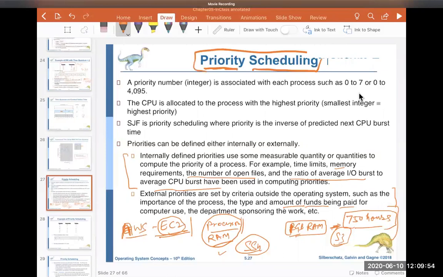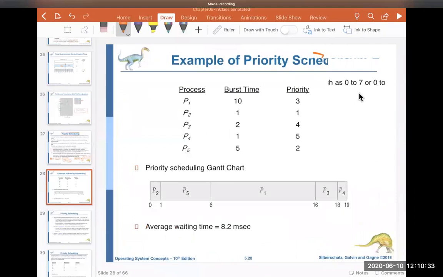I just repeat again: in priority scheduling, in deciding the priority of a process, we have internal things which are happening within the operating system. Then there may be external impact or criteria which can be used for setting the priorities of the process. And once the priority is assigned, it is very easy to create a ready queue from where the dispatcher would take the information and then allocate the CPU. Here are some priorities that are already assigned.